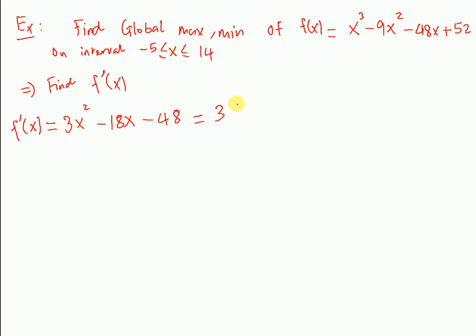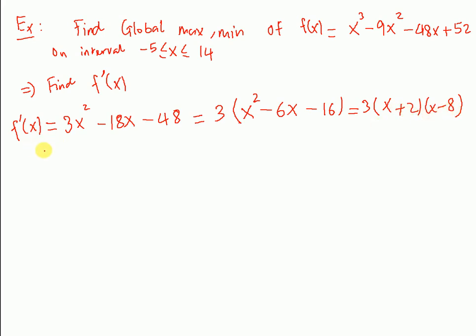So if you do that, you get x squared minus 6x minus 16, right? And this expression can also be factored into x plus 2, x minus 8. So x squared minus 6x minus 16 can be factored into x plus 2 and x minus 8.